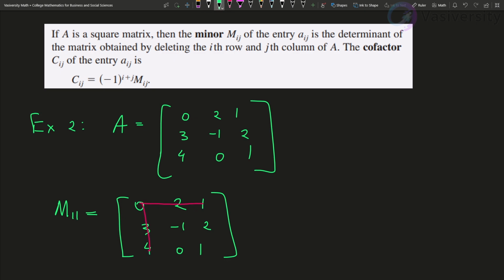And so our M11 is going to be the determinant of negative 1, 2, 0, 1, which is equal to negative 1 times 1 minus 2 times 0, which is equal to negative 1.